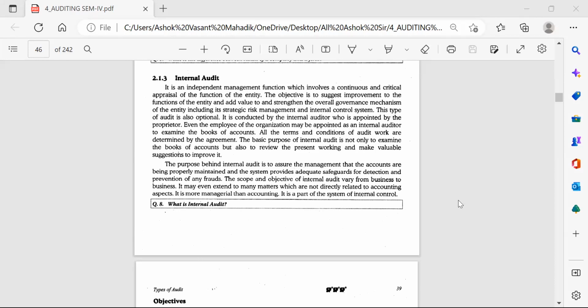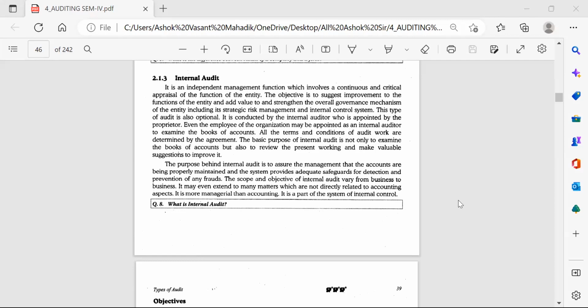It is not compulsory that internal auditor is a chartered accountant. It is not compulsory, but statutory auditor has to be an auditor or a firm of auditors. Chartered accountants can be appointed as auditor. In case of internal audit, a person within the organization can also be appointed as internal auditor. Clear? So there are no prescribed qualifications mentioned for internal auditor.